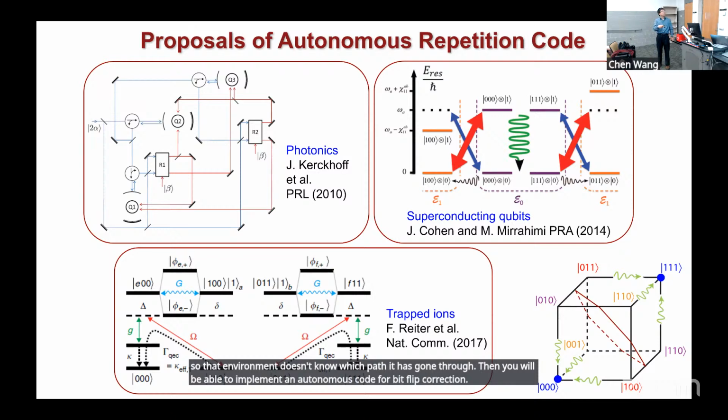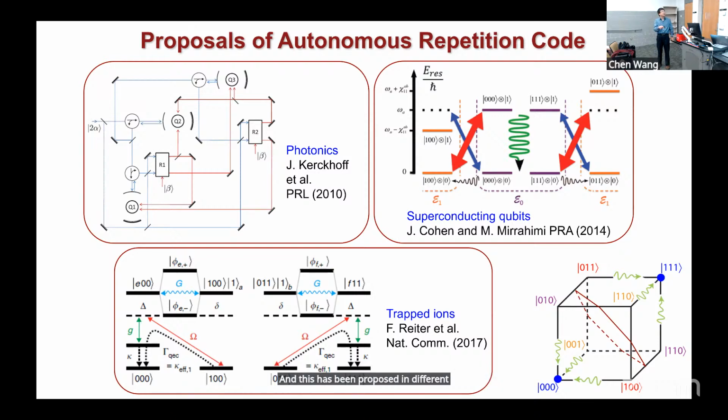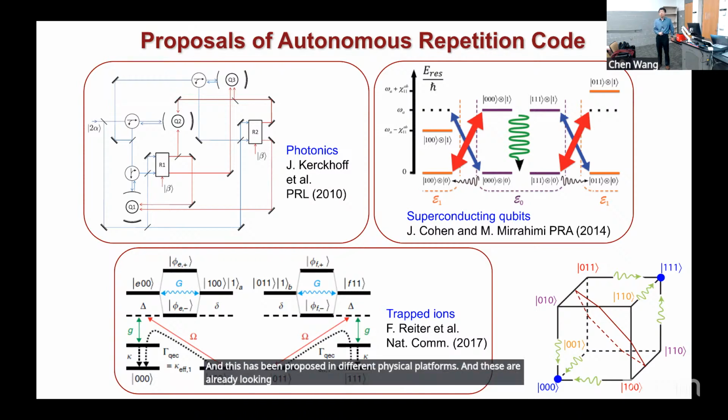And this has been proposed in different physical platforms. These are already sophisticated-looking experiments that you can do. But over the years, people haven't really worked hard to pursue this approach, because bit flip is not the most natural form of error that will happen for these kinds of physical qubits. Oftentimes you deal with, say, energy decay, which is more natural for various types of qubits.